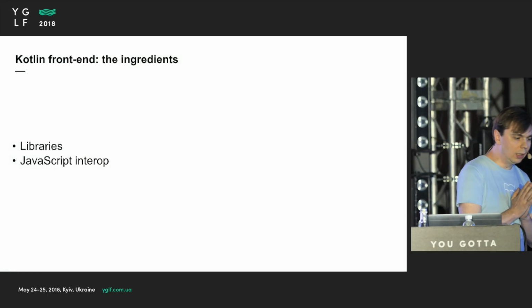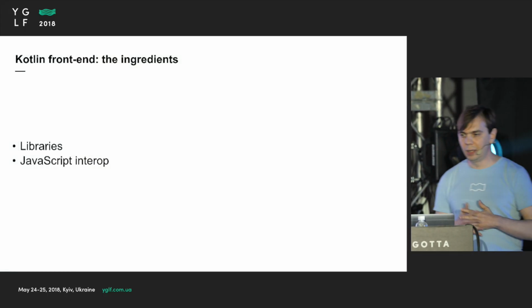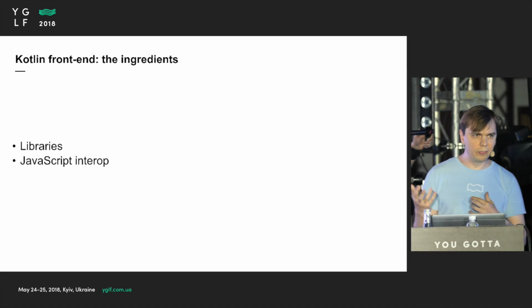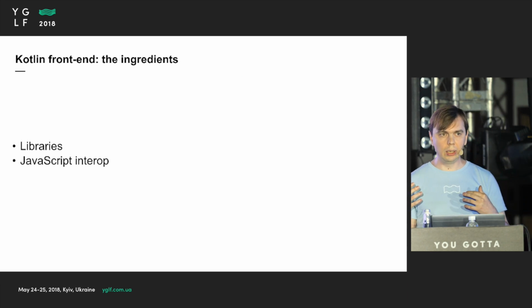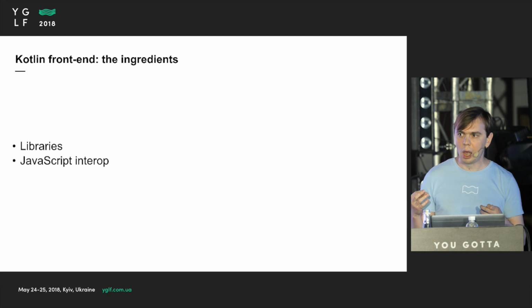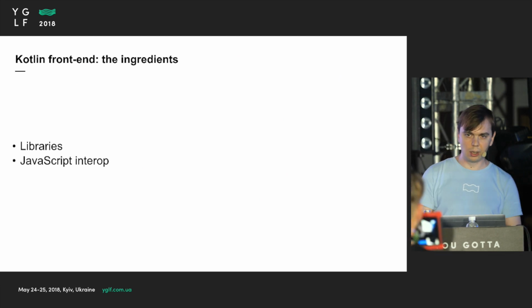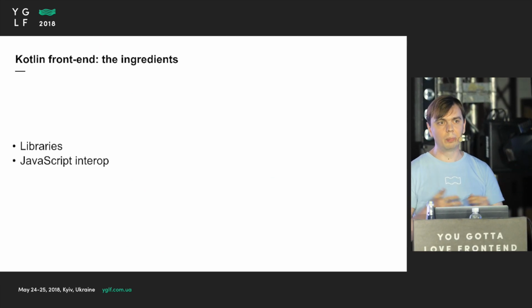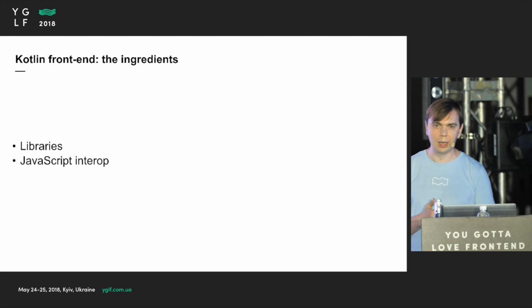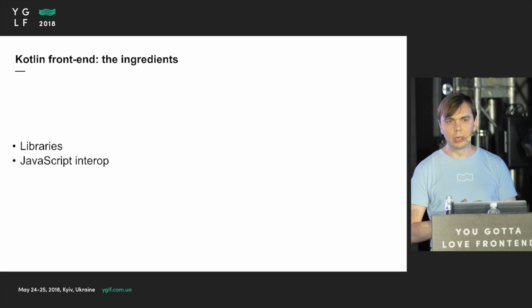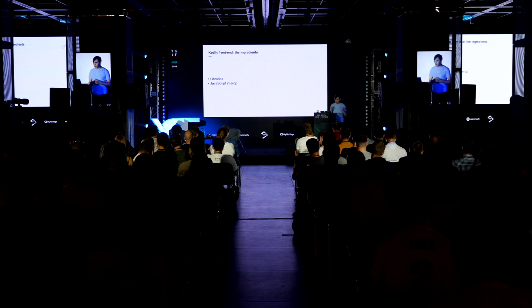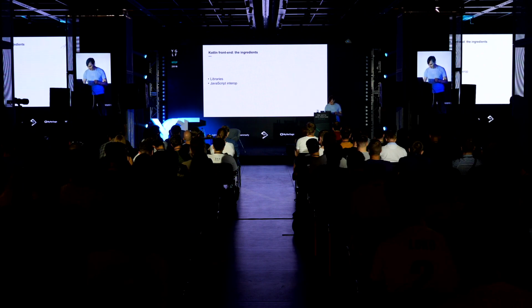So what does one need to effectively write front-end code in Kotlin? Well, obviously, we need libraries, and we need JavaScript interop, because while we want to use this new language, we also want to use all the great things available in the community, things like React or CodeMirror or D3, styled components. So we want to use them all in our projects.